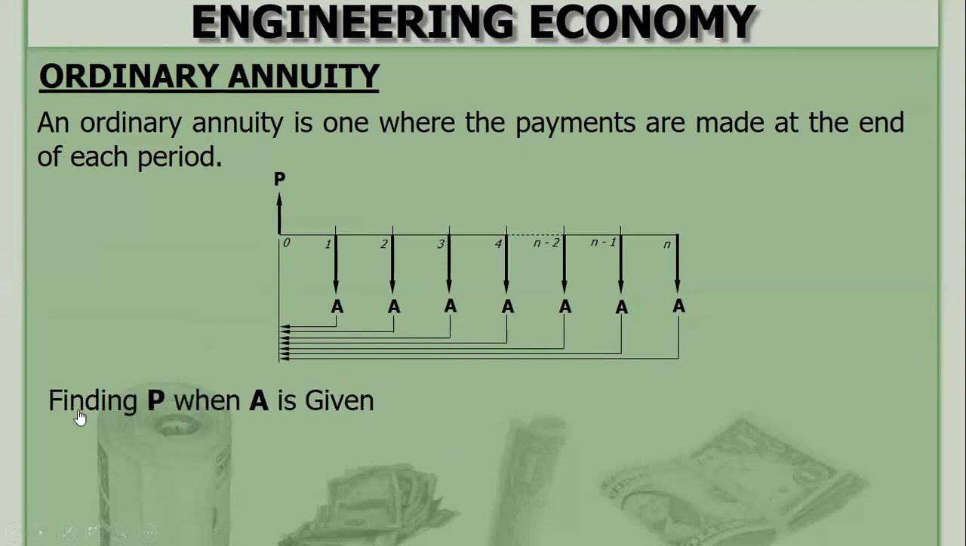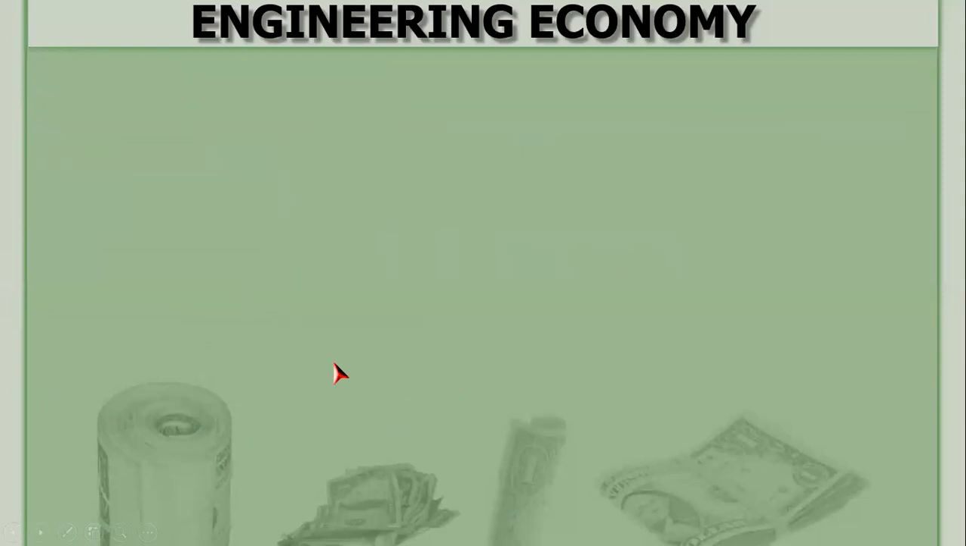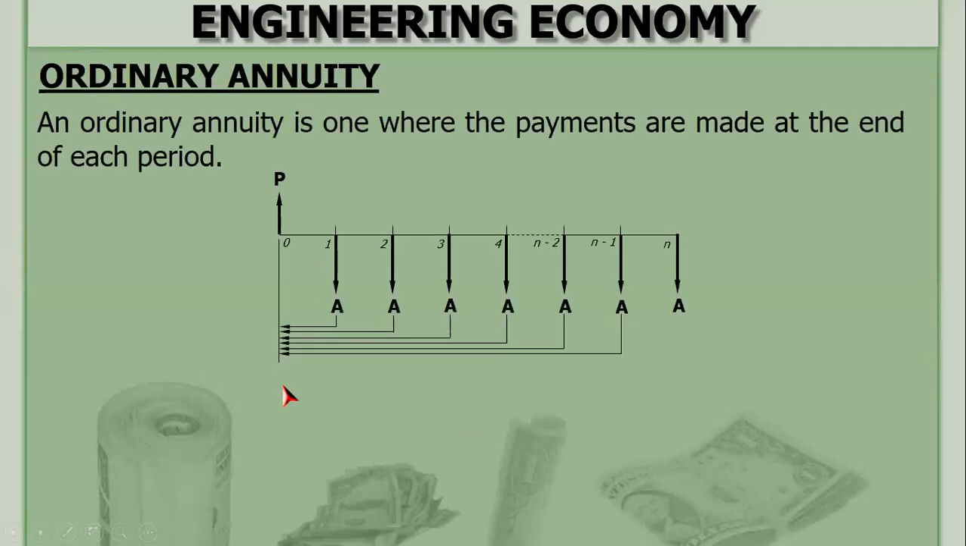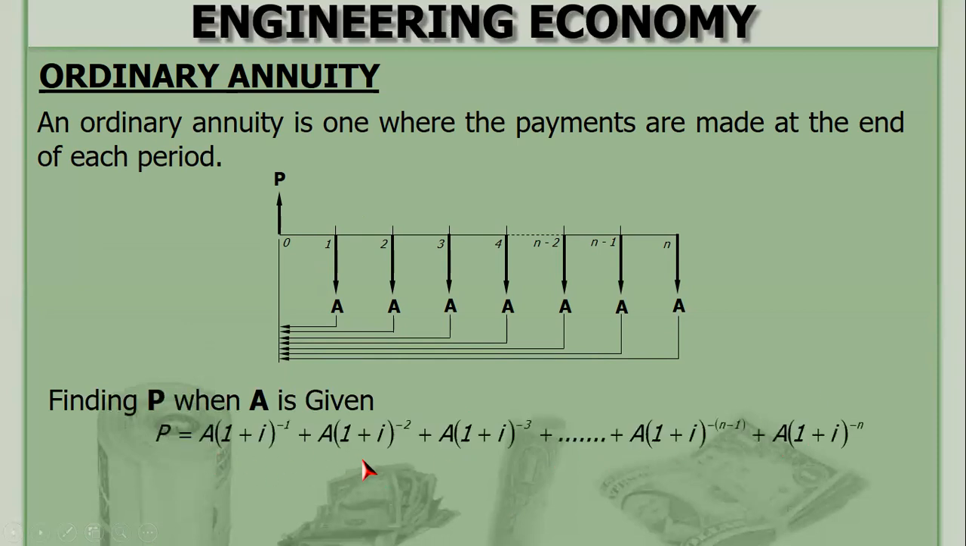So, finding P when A is given. This is the sum of all of them: A times 1 plus I raised to -1, -2, -3, and so on. The last one is raised to -n. Then we add them. So here we are trying to derive the formula.